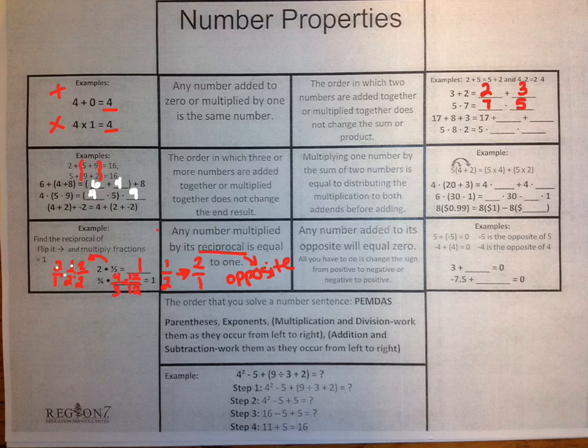All right, so the next one is 17 plus 8 plus 3, which would be the same thing as 17 plus 3 plus 8. 5 times 8 times 2 would be the same thing as saying 5 times 2 times 8. That's the commutative property.